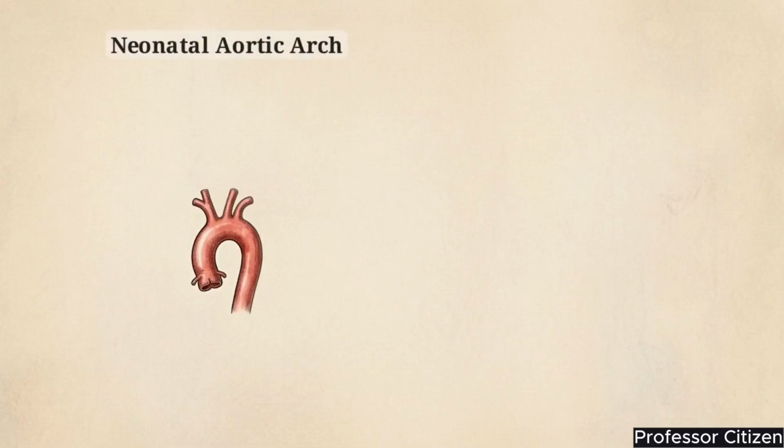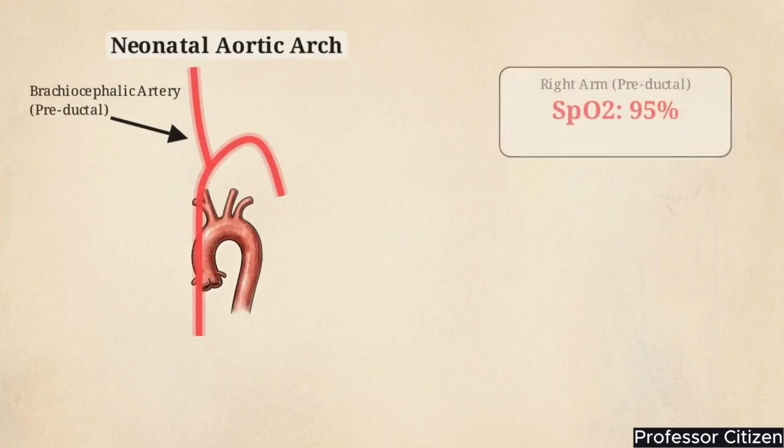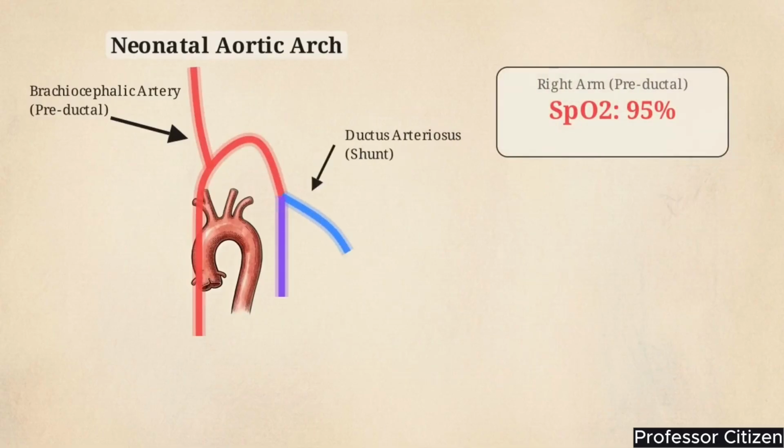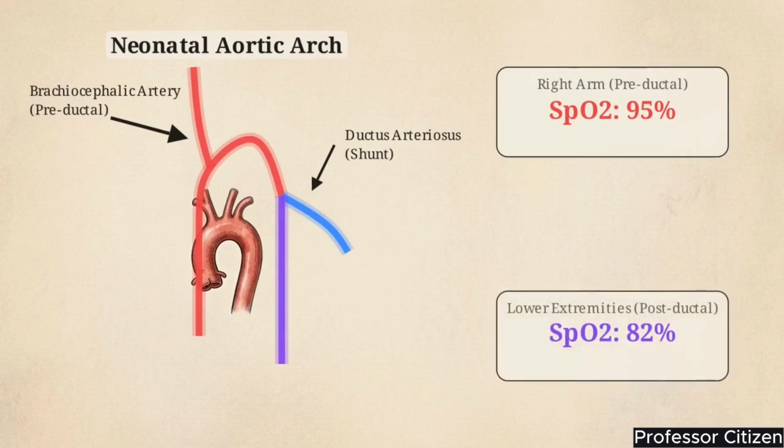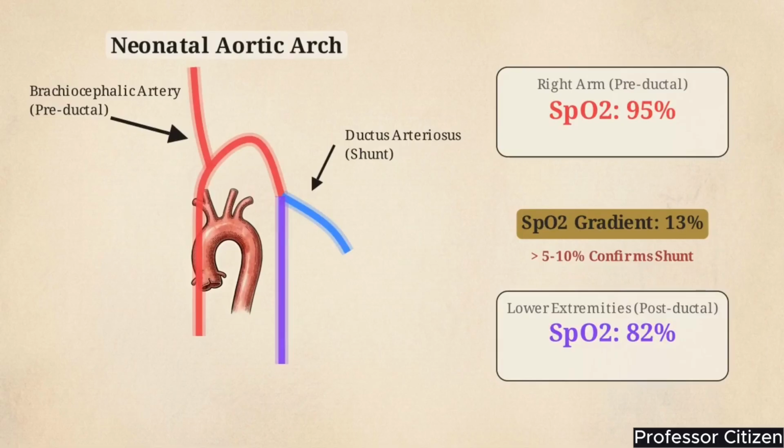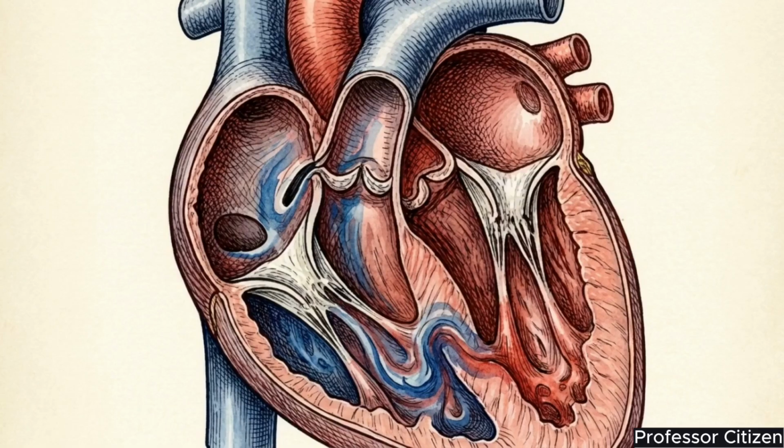This diagram outlines the neonatal aortic arch. The brachiocephalic artery branches off preductally, supplying the right arm with oxygenated blood. The lower extremities receive deoxygenated blood, actively shunting through the ductus arteriosus. An SpO2 gradient of 5 to 10% confirms this shunt. While a severe SpO2 gradient confirms right-to-left shunting, it cannot definitively rule out cyanosis caused by severe congenital heart disease.